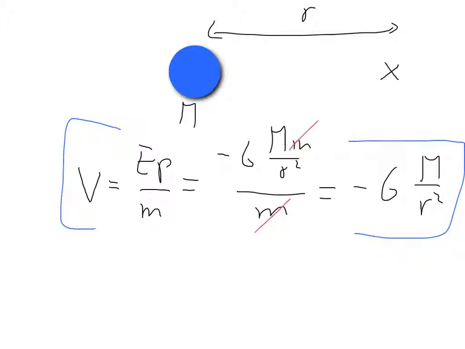Now, take a good look at this, because this is energy per unit mass, and therefore this is not a vector, this is a scalar. And that's very, very, very good news, because look at this.